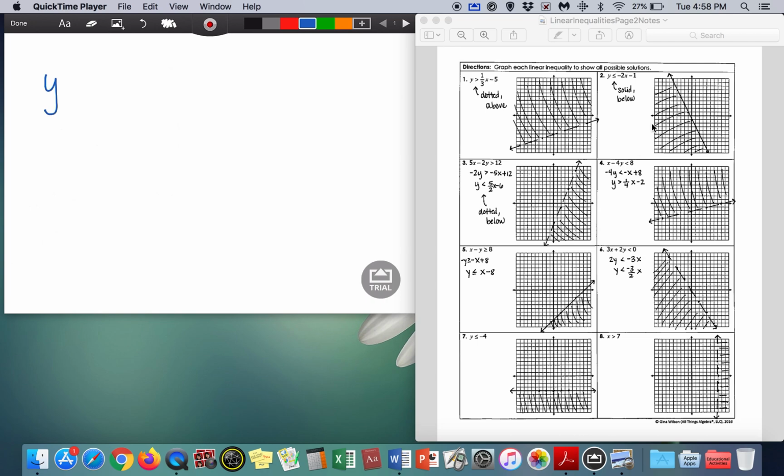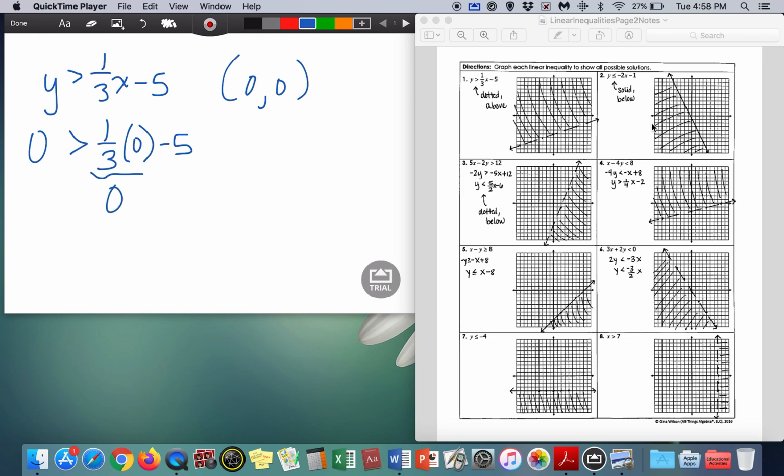So we've got y is greater than 1/3 x minus 5. If I test the point 0, 0, and again, I just like the origin because it's fast, so you multiply, you get 0. That's negative 5. Is 0 greater than negative 5? It is. So that means the origin is on the good side.